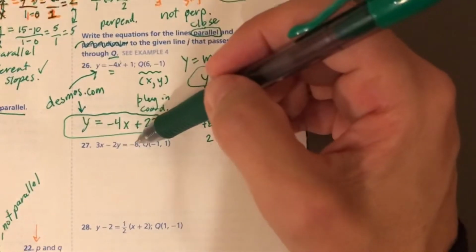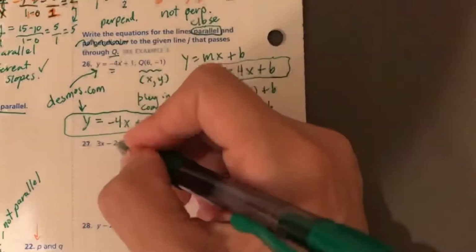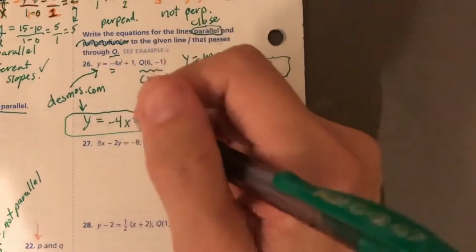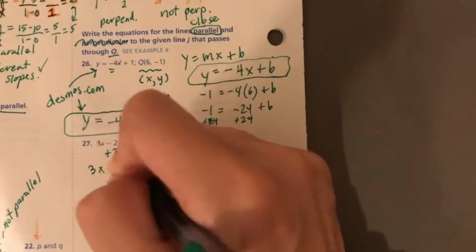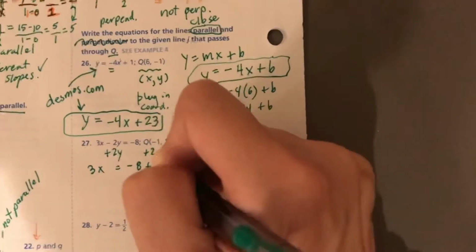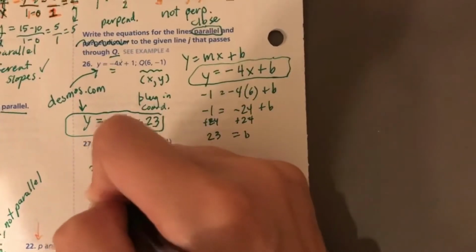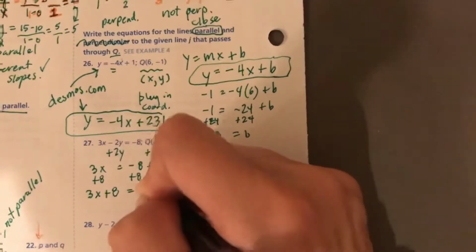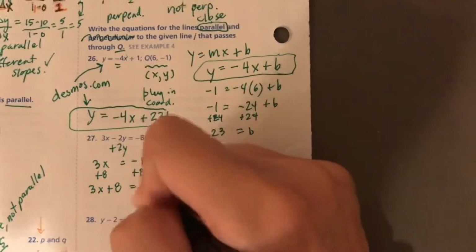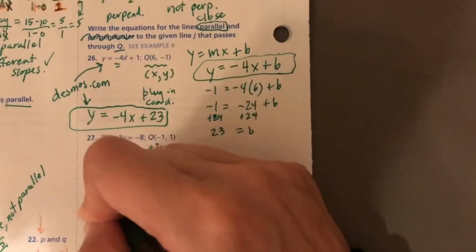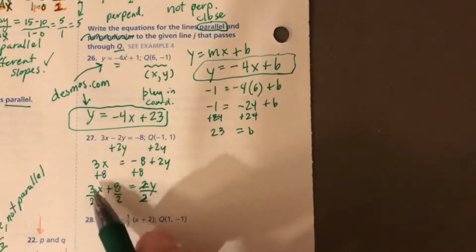So the slope here, they got tricky. I can't tell what the slope is. So I got to do a little algebra. So I'm going to add 2y on both sides. So I get 3x equals -8 plus 2y. I'm going to add 8 on both sides. So I get 3x plus 8 equals 2y. A lot of work here. And I'm going to divide by 2 so that y is by itself on one side. And that's how I'll find out what the slope is.